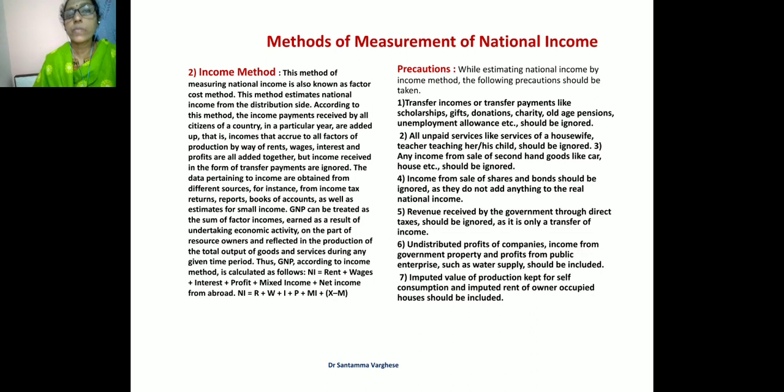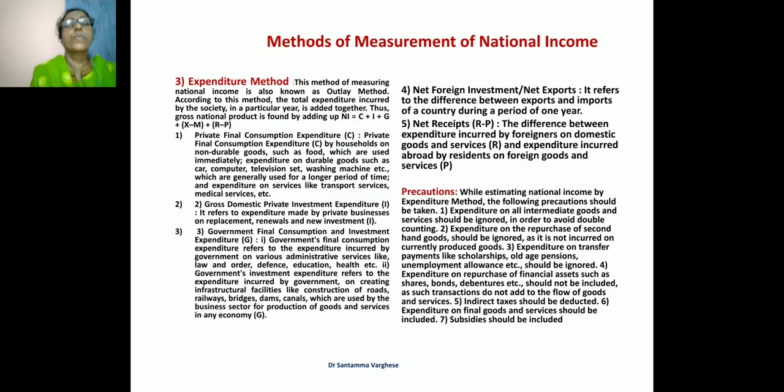So these all things we have to keep in mind, what things we have to exclude and include while calculating the national income. Now we are going to discuss the expenditure method. We know that there are three methods while calculating the national income: the output method, which is also the production method, then we studied the income method. Now we are going to study the expenditure method.